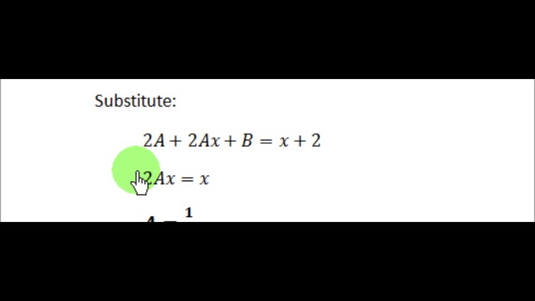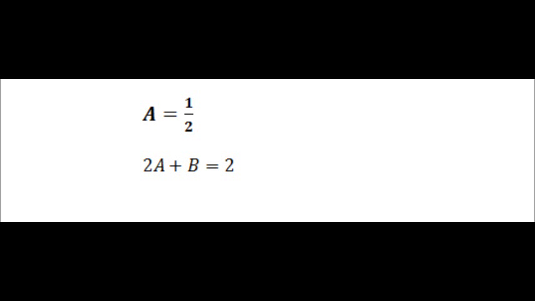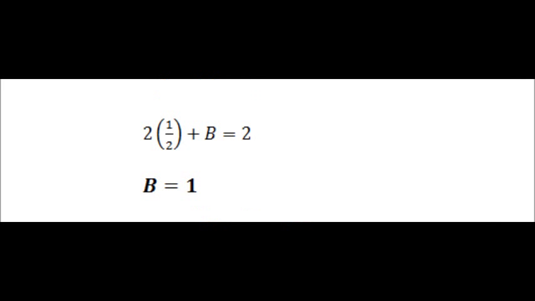We need to find the values of a and b in order to complete the yp. So we have 2ax equals x, so a will be equal to 1/2. Solving for b, we have 2a plus b equals 2. Then substitute the value of a, which is 1/2. So 2 times 1/2 will be 1, plus b equals 2. So transpose, we have b equals 1. So our a is equal to 1/2 and our b is equal to 1.